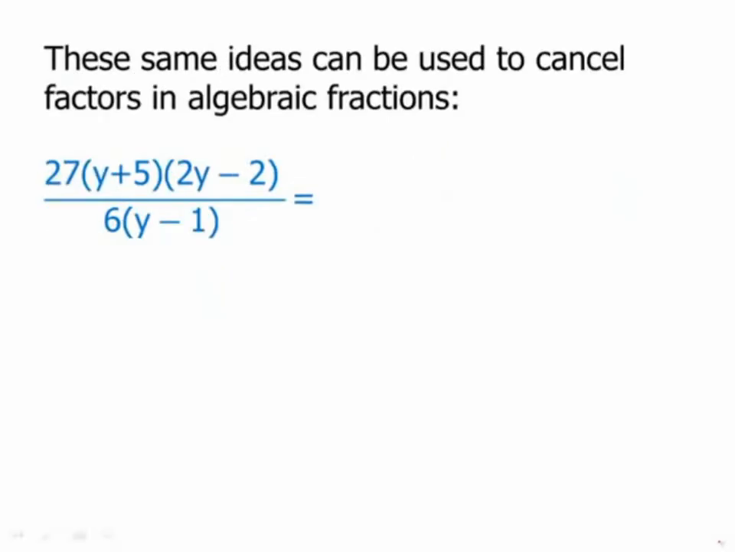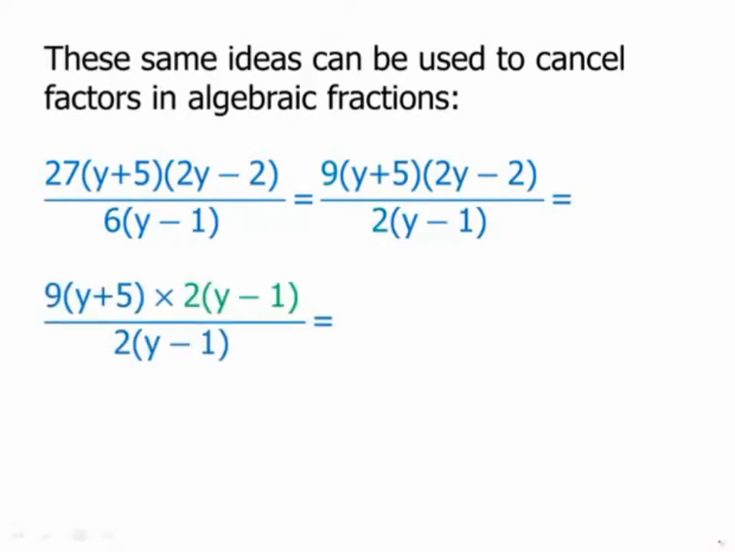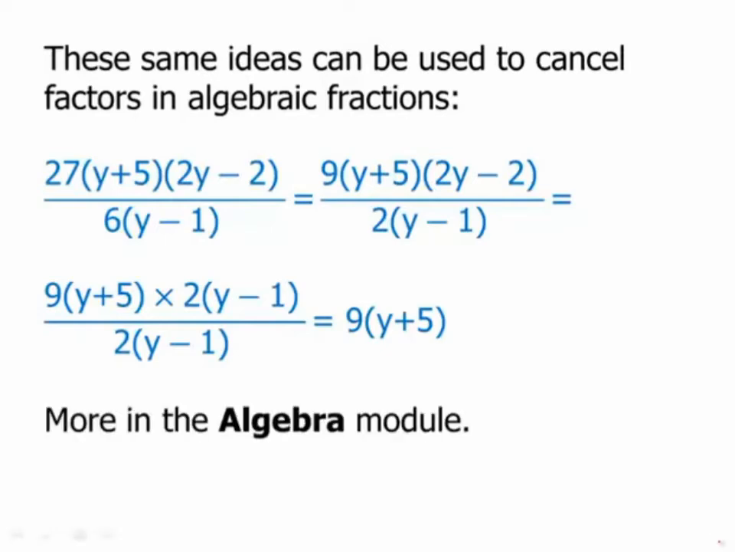These same ideas can be used to cancel factors in algebraic fractions. For example, in this algebraic fraction, I'll start out by canceling a factor of 3 between the 27 and the 6. So that goes down to 9 and 2. Then I'm going to factor a 2 out from the parentheses. So instead of writing 2y minus 2, that's going to be 2 times y minus 1. Which gives me the same factor in the numerator and denominator. Those can cancel directly, and I'm just left with 9 times y plus 5. There'll be more on this in the algebra module. Here I'm just showing the fraction principles that would apply.